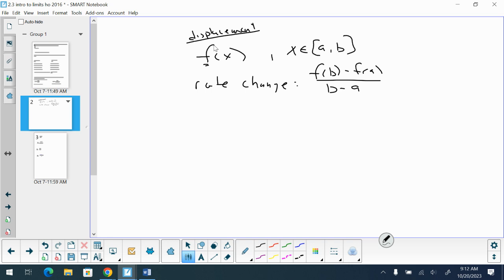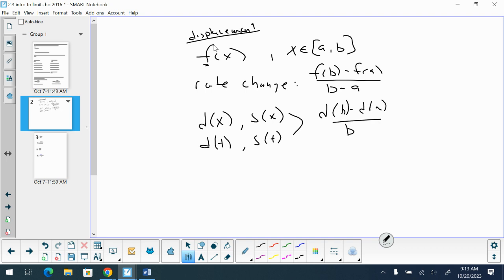We change this to displacement. We can have d of x, we can have s of x as a displacement, or d at t and s at t because we're dealing with time there. And we can find our average rate change of d at b minus d at a over b minus a. Once again, we're not dealing with the time intervals.